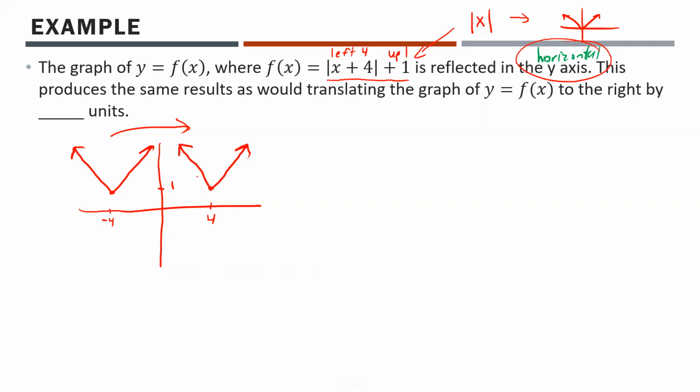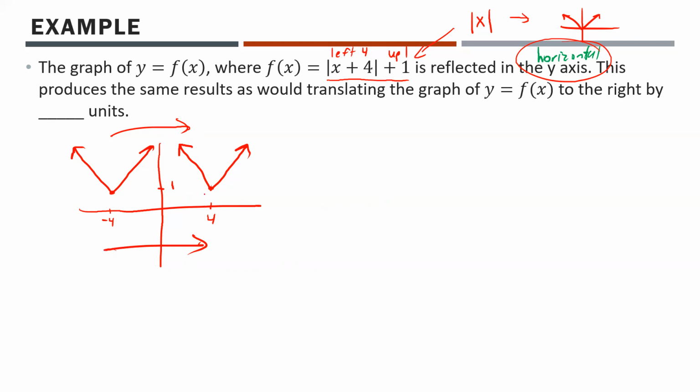There we go. That's a little bit better, right? Bottom line is, when we reflect this across our y-axis, because this graph was already symmetrical, it's going to remain looking symmetrical when it makes its way to the other side. So this is going to produce the same results as would be if you had literally just shifted the whole thing to the right by how many units?